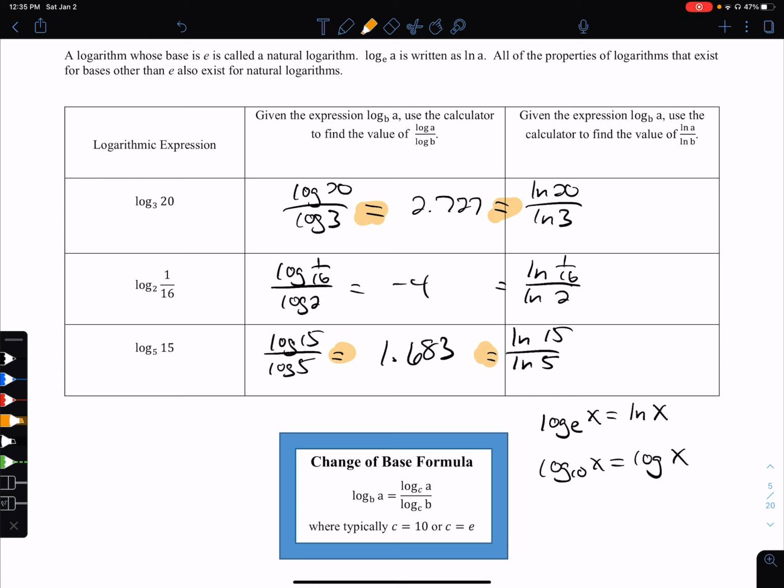So E appears in nature, and it's used for the base of a logarithm a lot. 10, because we have 10 digits, it appears in human fingers. It's a number we use a lot, so we use the base 10 a lot with logarithms. That concludes video 5, and we have one more after this, which we're going to be solving some equations with logarithms.